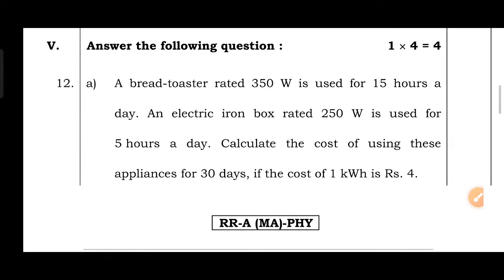A bread toaster rated at 350 watt is used for 15 hours a day. An electric iron box rated at 250 watt is used for 5 hours a day. Calculate the cost of using these appliances for 30 days if the cost of 1 kilowatt hour, that is 1 unit, is Rs 4.